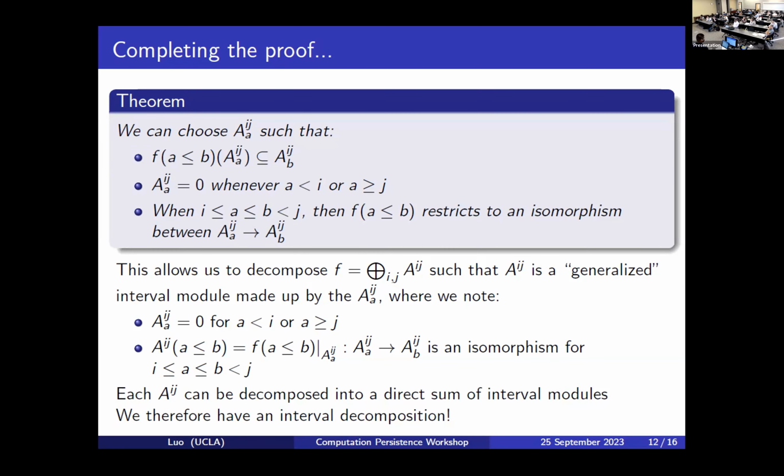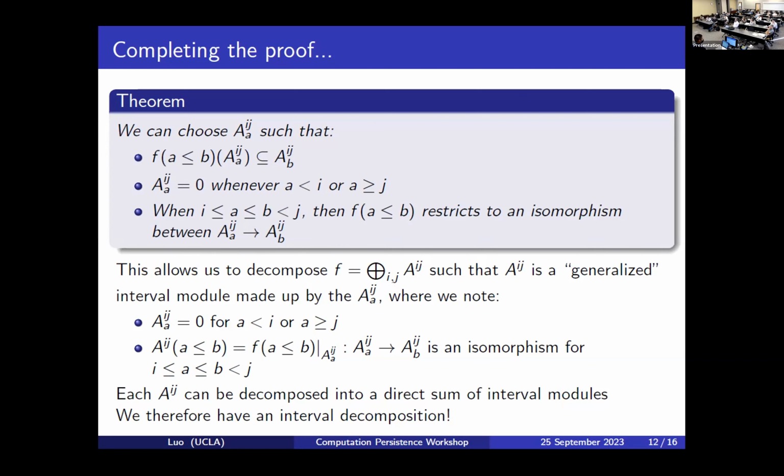Moreover, something else we can show is that the Aij's are 0 whenever A is not in between I and J, and in this case, in between means A is less than I, or A is greater than or equal to J. So whenever we're not between I and J, we can show that this is equal to 0. Something else we can show is that when our indices A and B are in between I and J, then the structure map from A to B restricts to an isomorphism between Aija and Aijb.